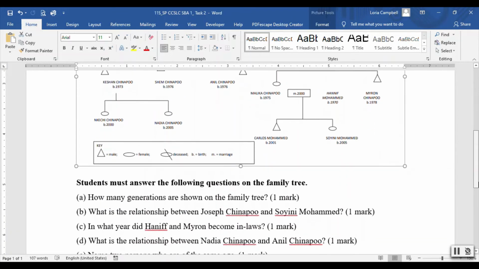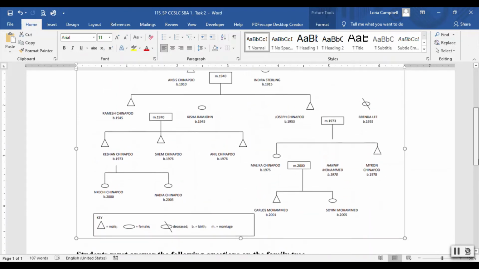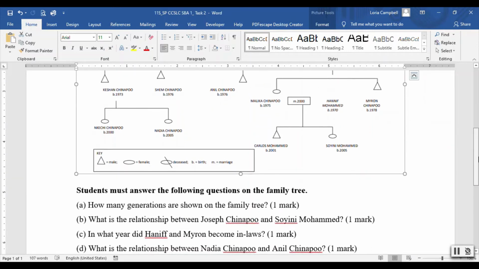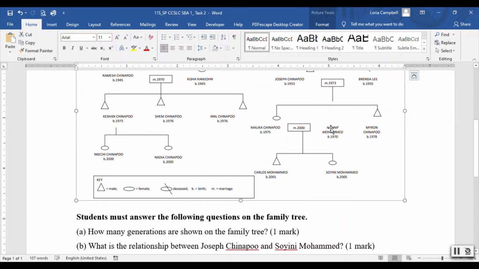All right. In what year did Hanif and Myron become in-laws? Hanif, if I remember correctly. All right. So Hanif here got married to Malaika. And we're asking about Hanif and who? Hanif and Myron. Okay. So Hanif got married to Myron's sister in 2000. So when did they become in-laws? When did they become brothers-in-law? Not the same year he got married to his sister. So that would be 2000.